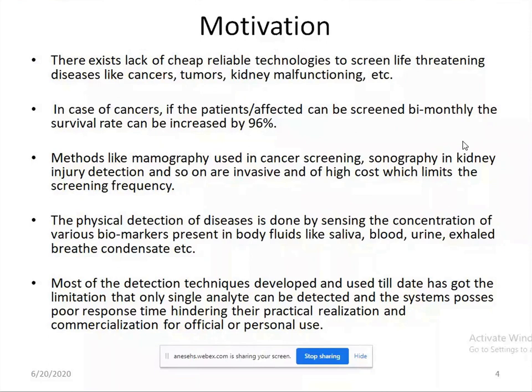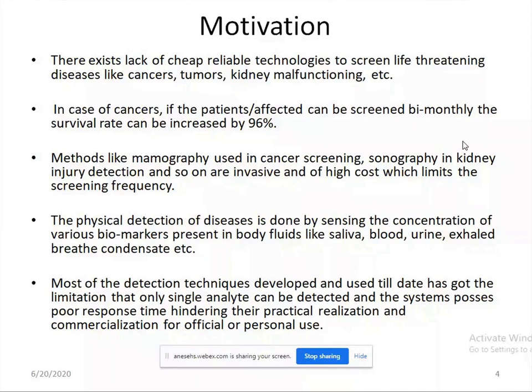Right now, this is not possible. This is because we do not have a cheap or reliable technology that can be used for it. For example, in the case of a diabetic person, he has glucose sticks that we can use at home. So this will be like personal healthcare equipment. Without the help of any clinicians or doctors, we can test our glucose levels.